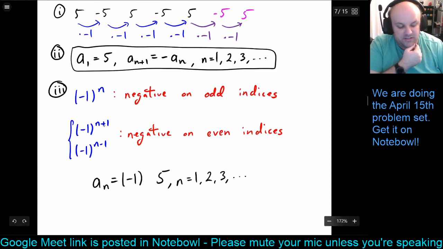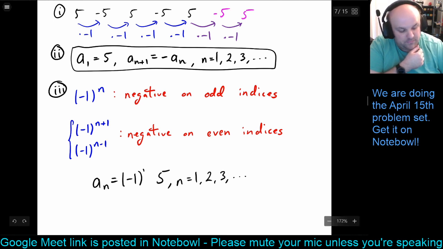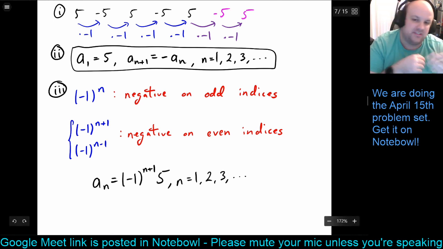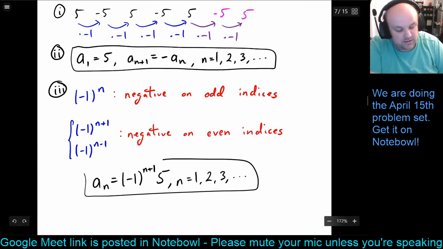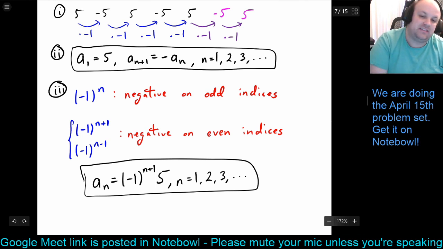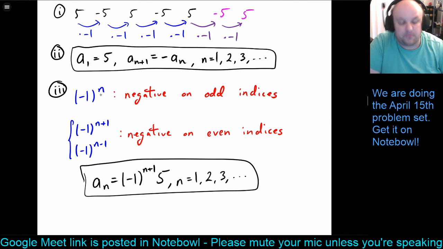And so we can use either of these. You can put n plus 1 or n minus 1. I'll take the positive one. So that'll work for us. And again, if we had started our sequence at n equals 0, then we would use the other one.